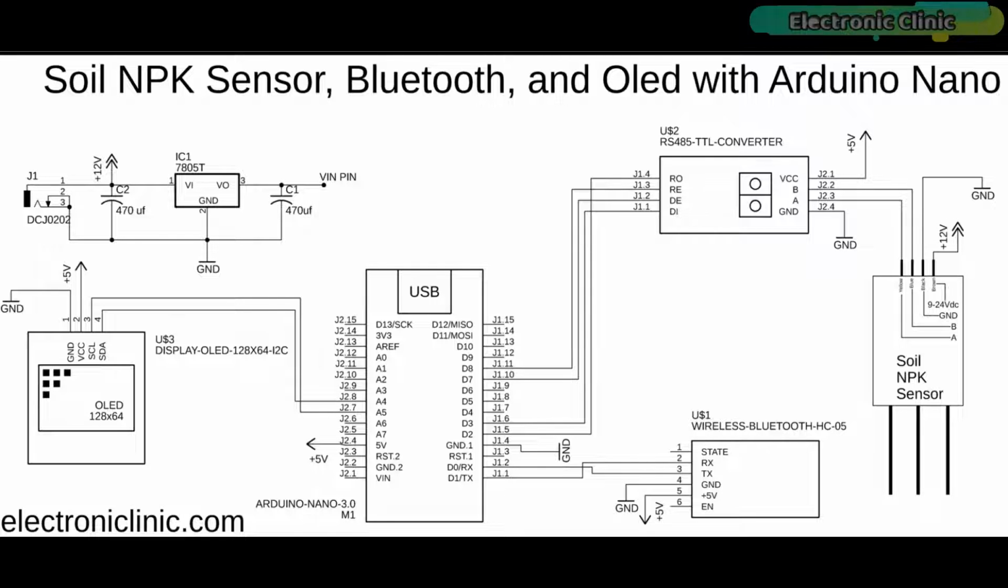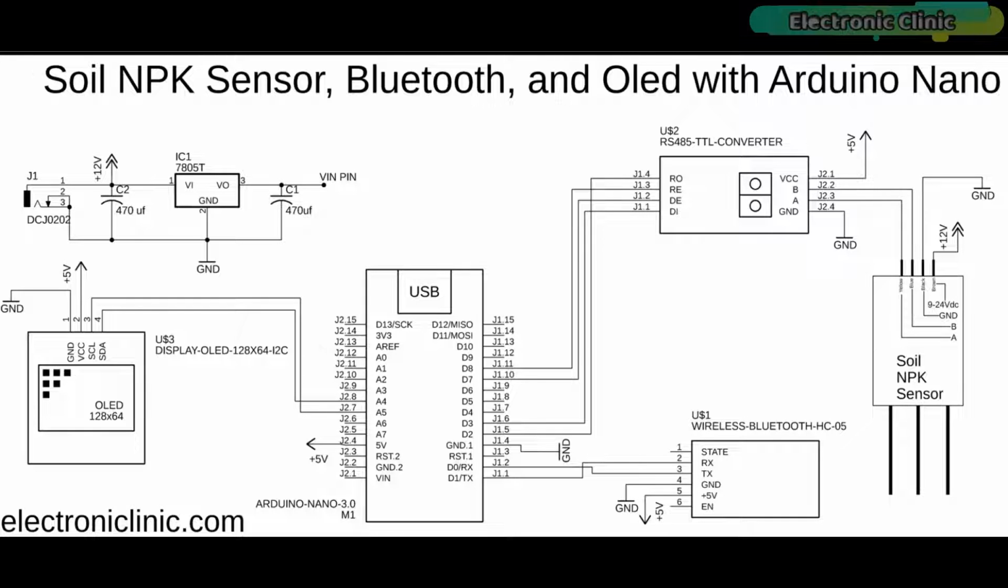The HC05 Bluetooth module RX and TX pins are connected with the Arduino's TX and RX pins, and the power supply pins are connected with the Arduino's 5-volt and ground. The SSD1306 I2C supported OLED display module SDA and SCL pins are connected with the A4 and A5 pins, while the VCC and ground pins are connected with the 5-volt and ground pins of the Arduino Nano board.